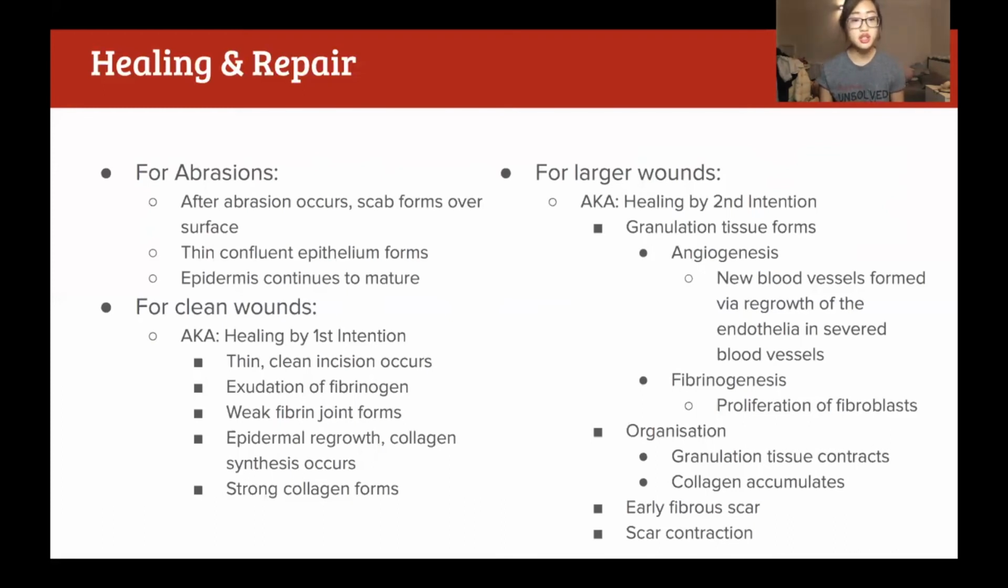So basically a thin confluent epithelium forms. And then after that, the epidermis continues to mature until your skin has completely healed over. So that's what happens for abrasions.